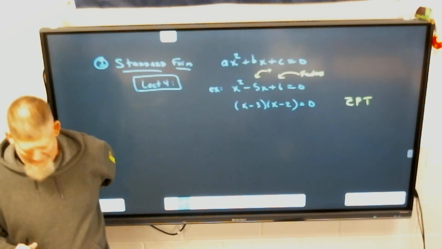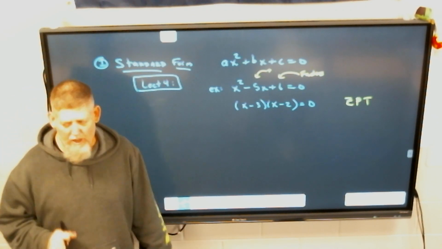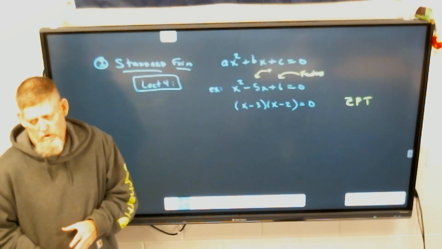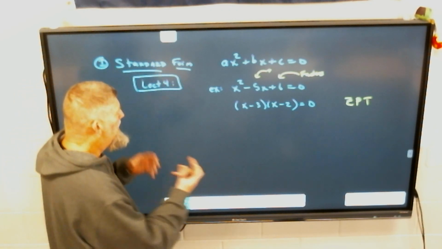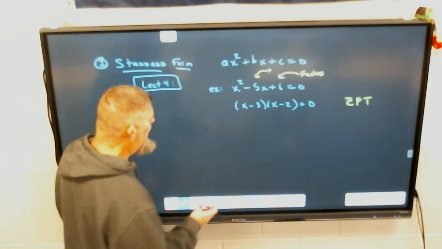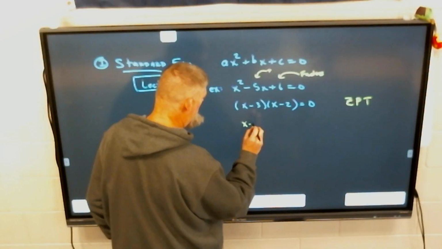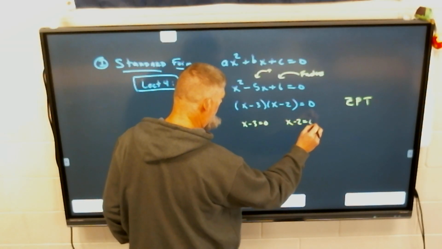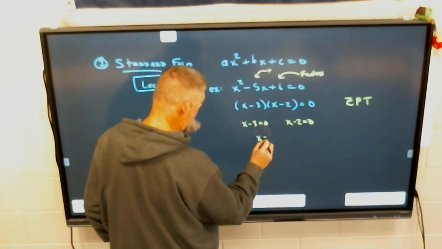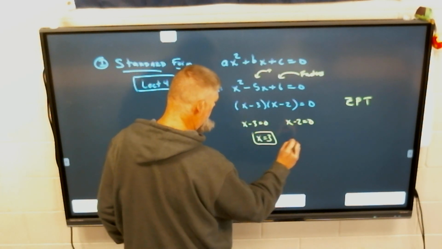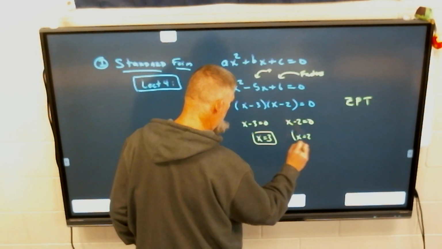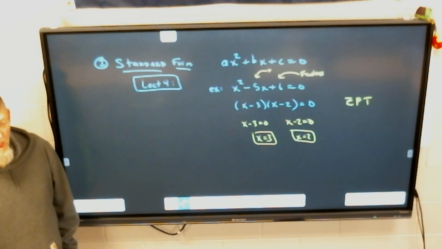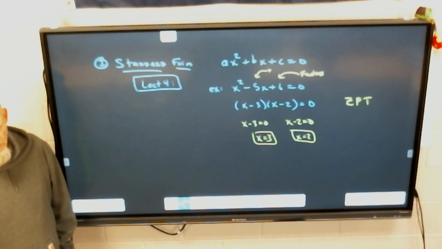Zero product theorem. If I have a product that's 0, one of the two factors has to be 0. So either x minus 3 equals 0 or x minus 2 equals 0. Then you solve these two equations and you get your solutions. Are they both true, or is only one of them true? They're both true, yes.